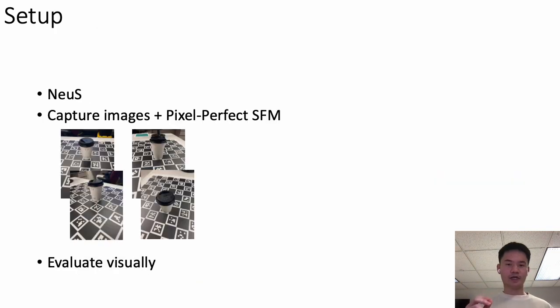To verify these hypotheses, we select five objects around us following these descriptions. We put these objects on a checkerboard and capture around 15 images for each one of them. We use state-of-the-art structure from motion to get the camera poses, and we run NeRF to reconstruct the shape. Since we don't have the ground truth geometry, we use visualization for the evaluation.